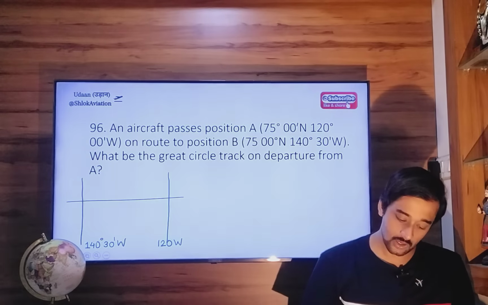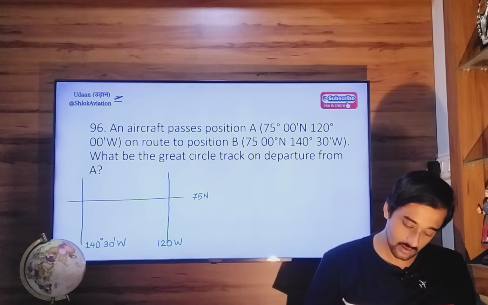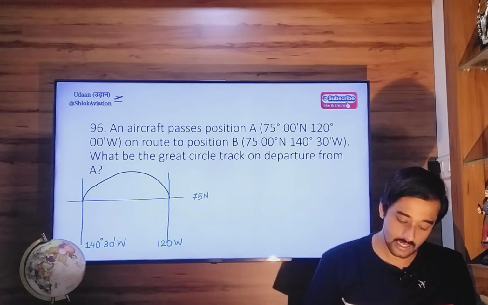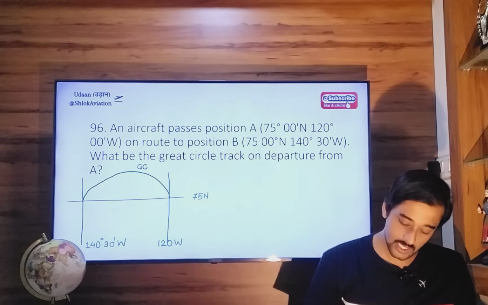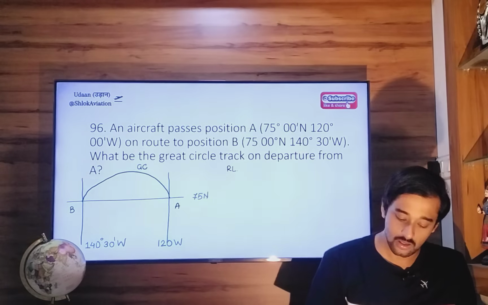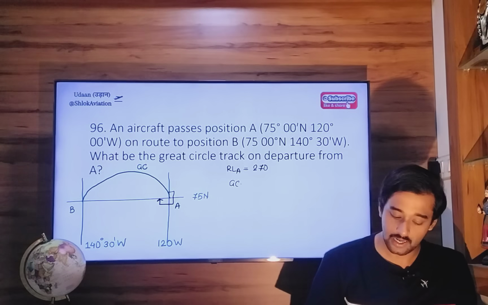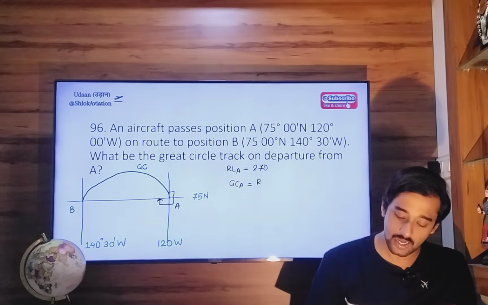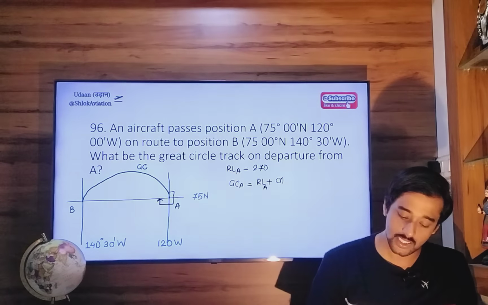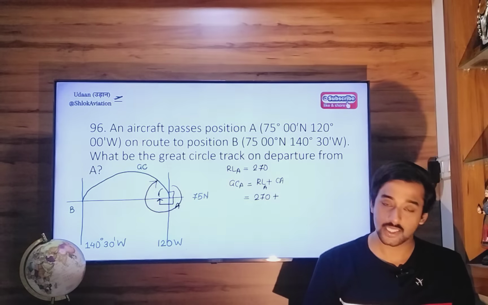Okay. And you are in the northern hemisphere, 75 north. This is your great circle. Now, this is A, this is B. Now, rhumb line track at A is equal to 270. This is your rhumb line track at A. Great circle track at A will be rhumb line track at A plus the convergency angle. So 270 plus this little convergency angle. So this entire thing will be your great circle.